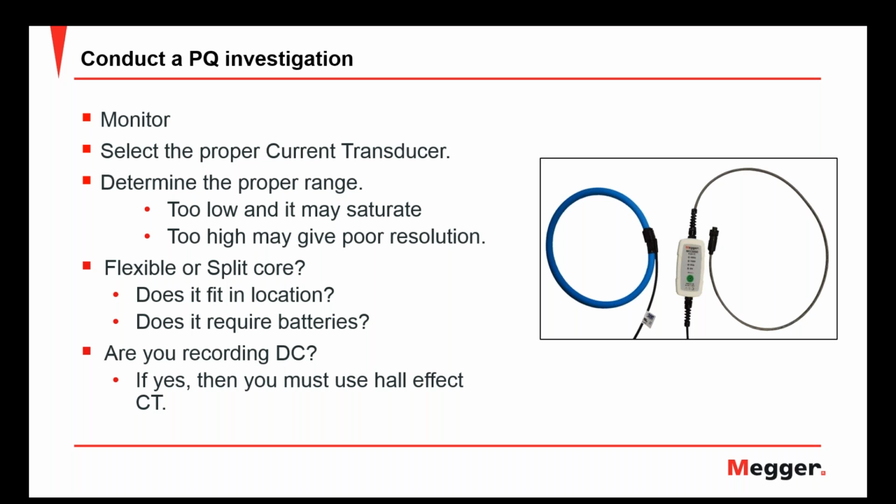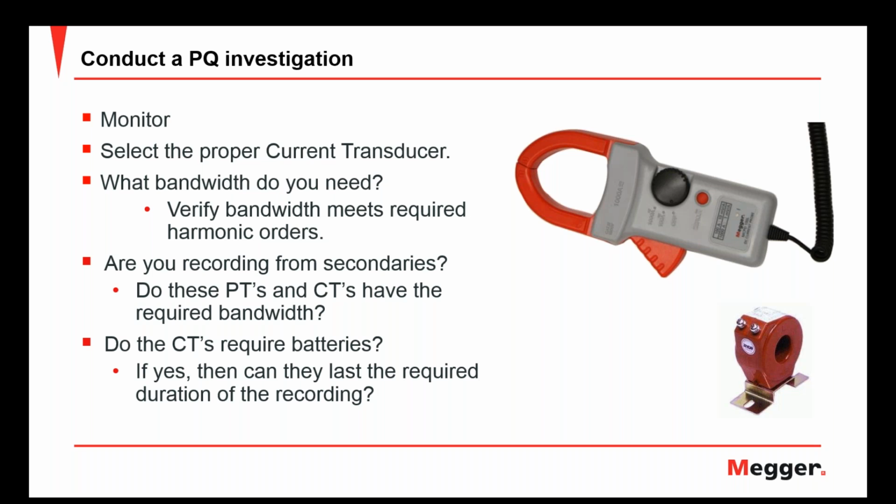The other question is, does it require batteries? Flexible CTs have to be integrated, so they will require batteries in them, or they have to be powered by the instruments. If they require batteries, you always want to make sure you put in fresh batteries. Are you trying to record DC? If you're going to record DC, you need a special type of CT, like this one imaged here at the top, which is a DC CT, and it's a Hall effect CT. These will commonly also require batteries in them unless they're powered by the unit.